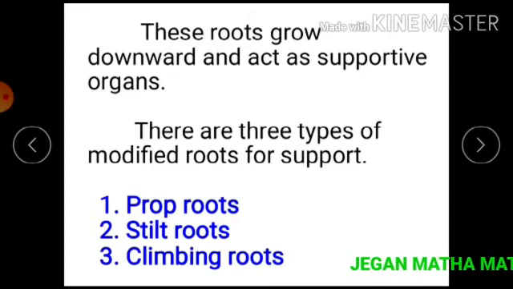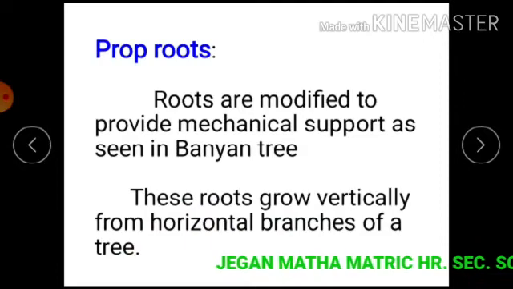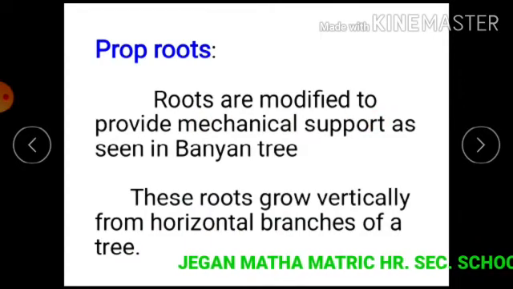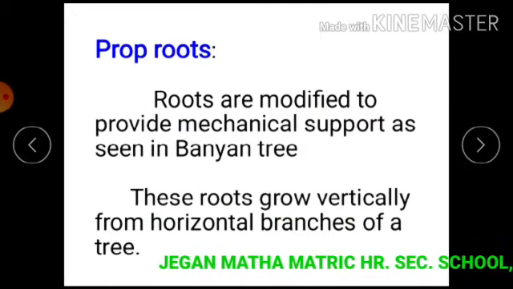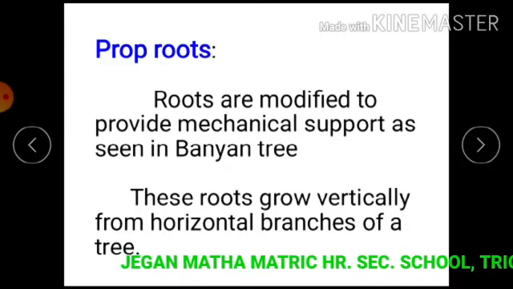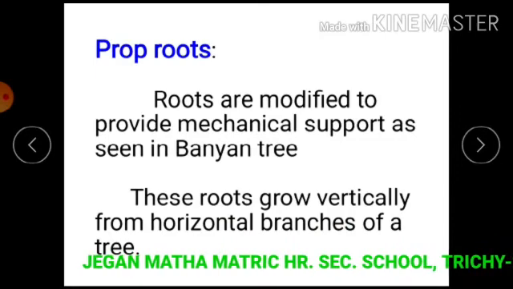There are three types of modified roots for support. They are prop roots, stilt roots, and climbing roots. Prop roots. Prop roots are modified to provide mechanical support as seen in banyan tree. These roots grow vertically from horizontal branches of a tree.